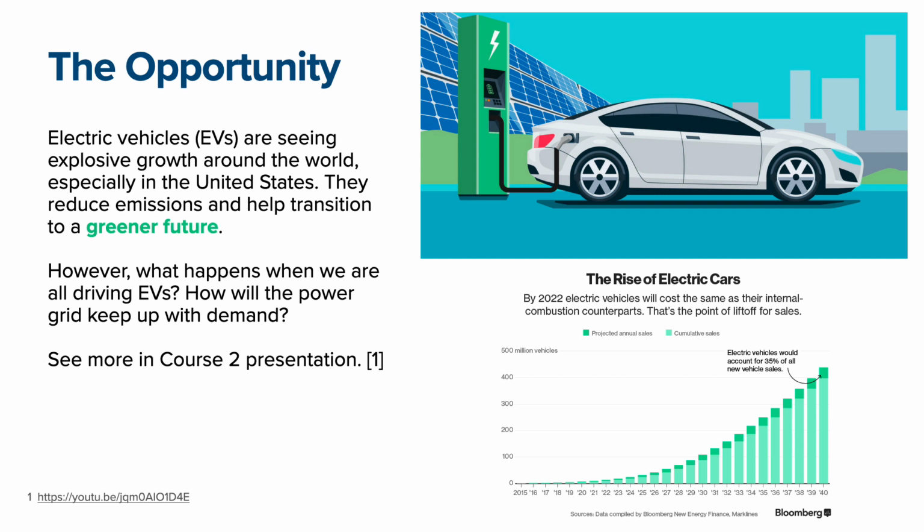For my problem, I chose to pick the same problem space as I presented for Course Two's final course project. It's all around electric vehicles, or EVs. And the core problem that I wanted to focus on was how do we make sure that our power grid keeps up with the explosive demand of EVs through machine learning? There's a link on the screen where you can watch my Course 2 presentation in case you're interested.